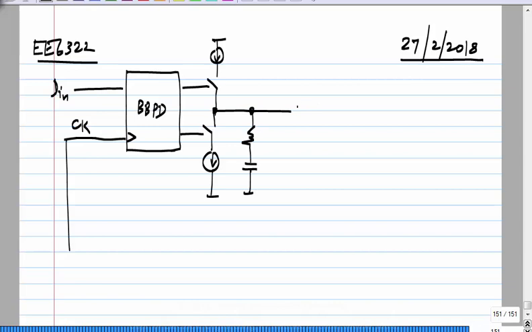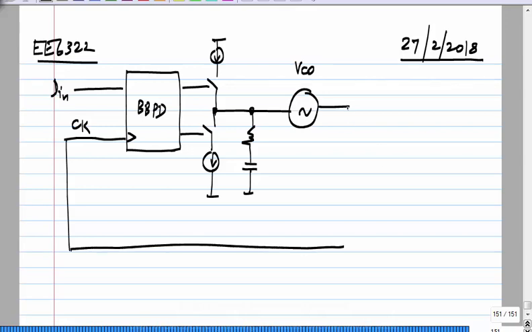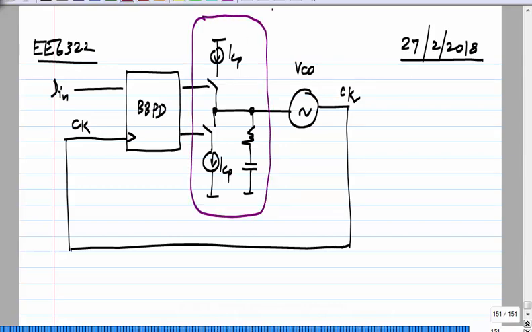VCO generates the clock. And in this case, this is analog, and then this also is an analog component. Now, there are two possibilities. One is you replace this, basically these up and down are digital signals.